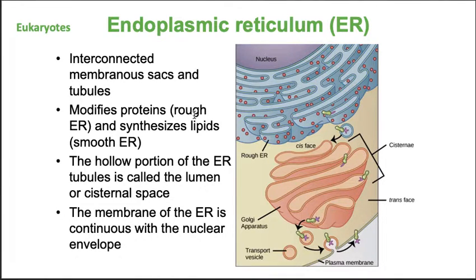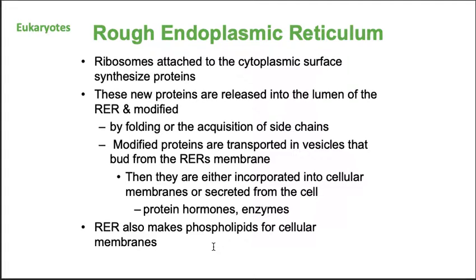So modify proteins through the rough ER, synthesize lipids in the smooth ER. The hollow portion of the ER tubules is called the lumen, and pretty much the hollow inside of anything in our body will be called the lumen. The membrane of the ER is continuous with the nuclear envelope. You already knew that. Okay. Ribosomes, when they're attached to the ER, it's called the rough ER. So ribosomes attach to the cytoplasmic surface to synthesize proteins.